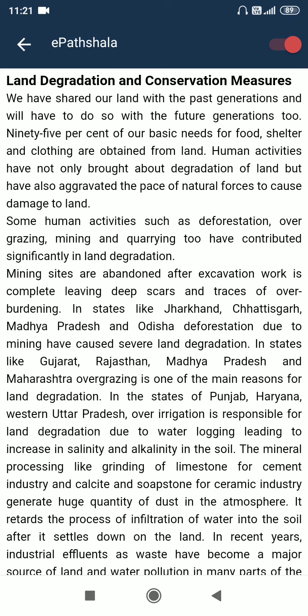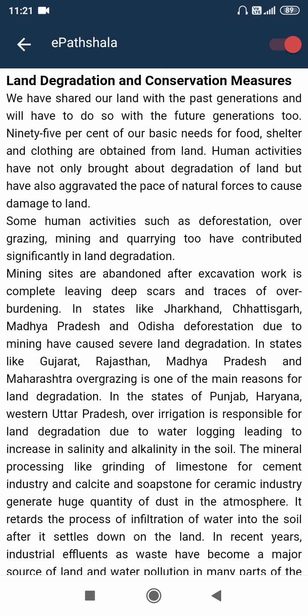In states like Gujarat, Rajasthan, Madhya Pradesh, and Maharashtra, overgrazing is one of the main reasons for land degradation. In the states of Punjab, Haryana, and Western Uttar Pradesh, over-irrigation is responsible for land degradation due to water logging, leading to increase in salinity and alkalinity in the soil.